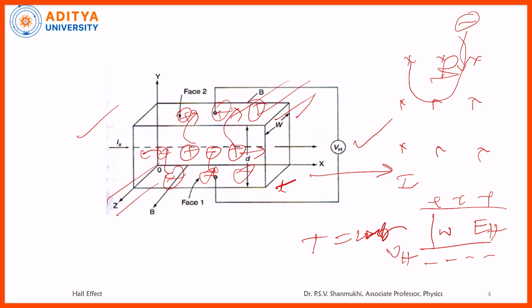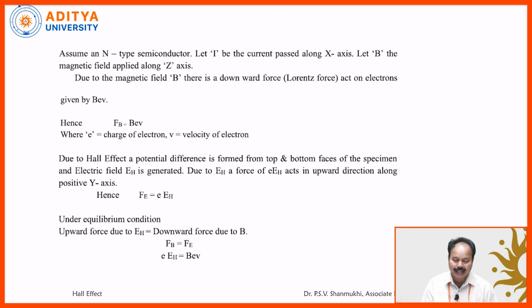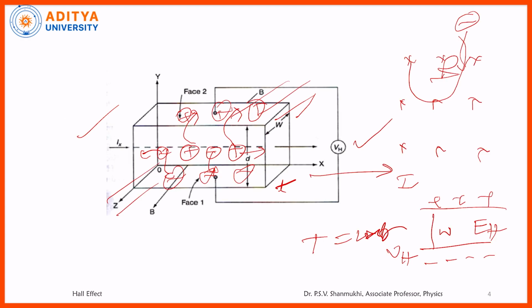First of all, in presence of the transverse magnetic field, the Lorentz force acts on the charged particle. It is given by F = B e v sin theta. In case of a transverse magnetic field, theta is 90 degrees and sin 90 is equal to 1. Therefore, F = B e v. Because of this Lorentz force, the holes are deviated in the upward direction and electrons are deviated in the downward direction.